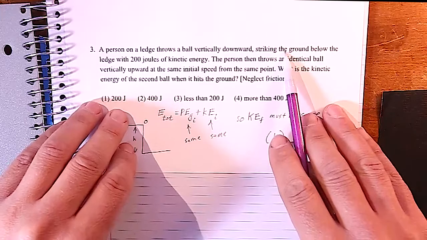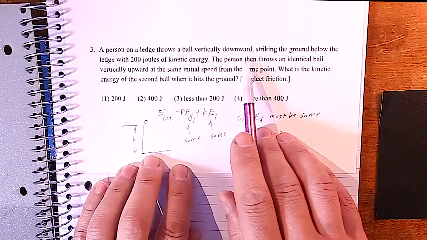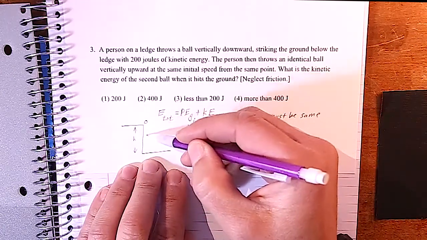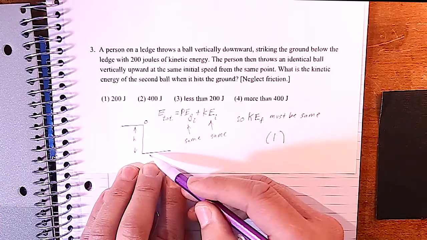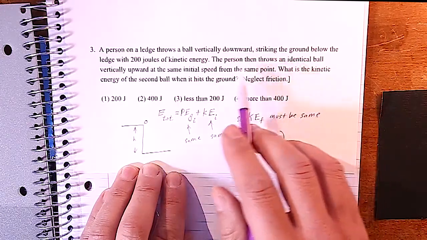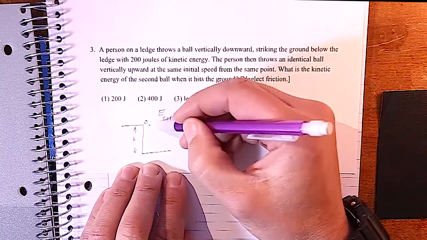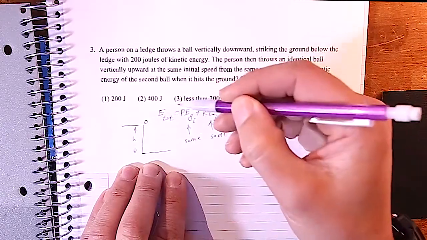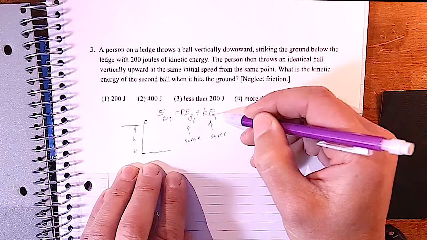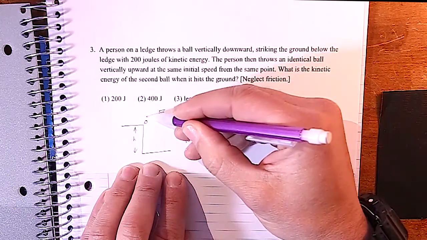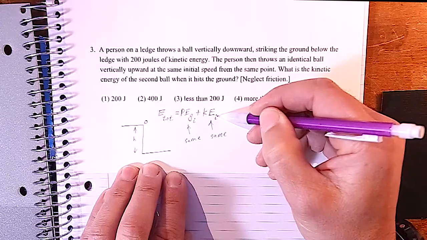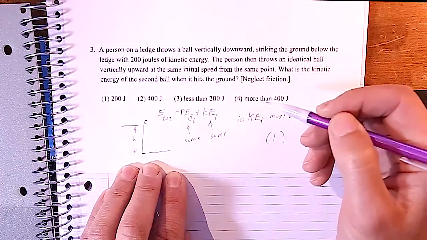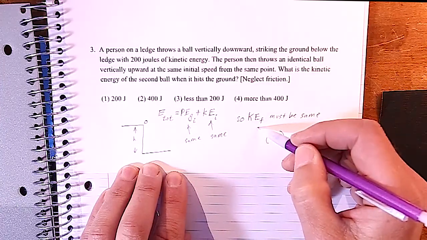In this one, we have a person throwing a ball downward, and it strikes the ground below with 200 joules of kinetic energy. So it's thrown straight down, and that becomes 200 joules. Then the person throws an identical ball with the same speed at the same point. So think about the total energy. The total energy here starts out as PEG initial and KE initial. When the person throws the ball up, the KE initial is the same because it's a scalar quantity, so the direction doesn't matter. Therefore, the total energy is the same. Therefore, the final kinetic energy is also the same.